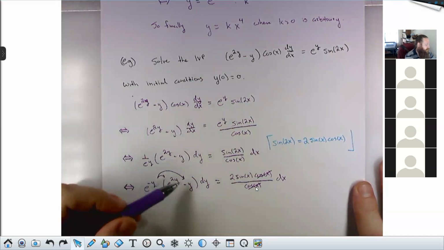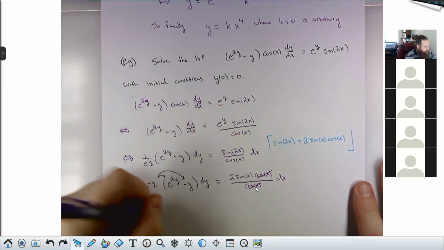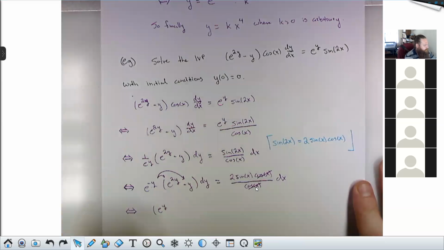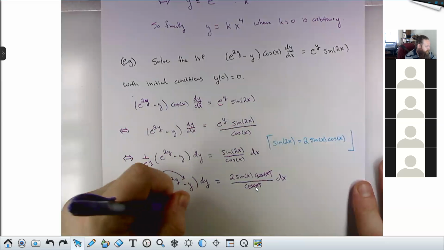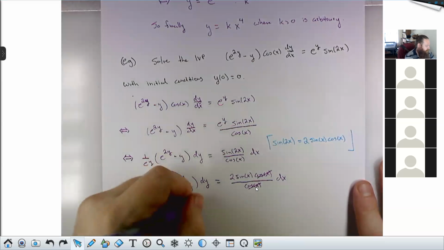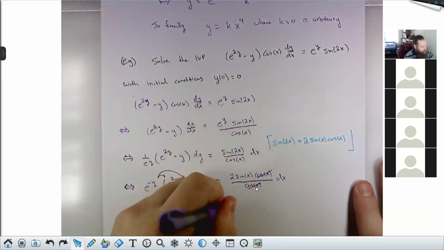E to the negative y times e to the 2y is just e to the y. You add the powers, right? And then we'll have minus y e to the negative y. Not much can be done there. dy, that's my left-hand side. And on the right-hand side, I just have 2 sine of x dx.